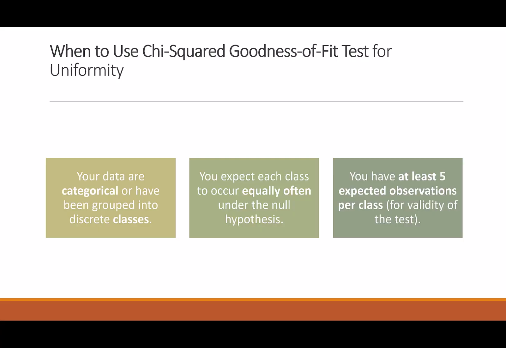So when do we use a chi-squared goodness of fit test for uniformity? First, our data needs to be categorical, or maybe we've grouped it into discrete classes. Then we need to expect each class to occur equally likely under the null hypothesis. We're also required to have at least 5 expected observations per class. This ensures validity for the test.